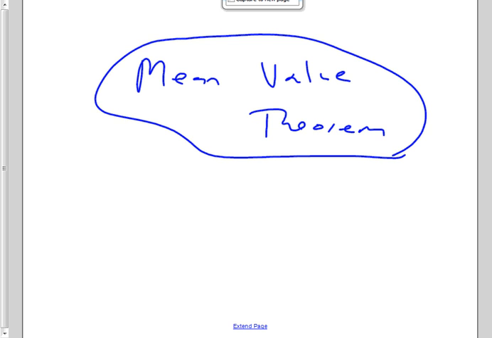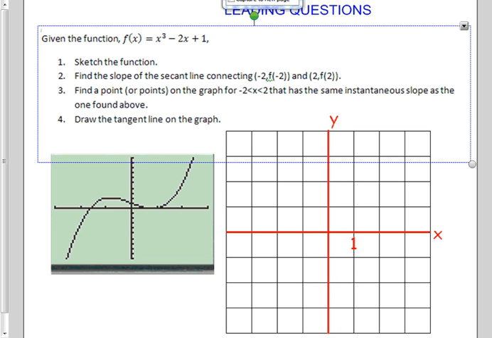Before we get started with this, here are some questions that I would like you to do on your own. So pause the video and do this question. In other words, given this function, sketch it, find the slope of the secant line between these 2 points, and then find a point on the graph in between those x values that has the same instantaneous slope, and draw a tangent line on this graph. If you know what to do, pause the video and try to do this. Otherwise, just follow along with me.